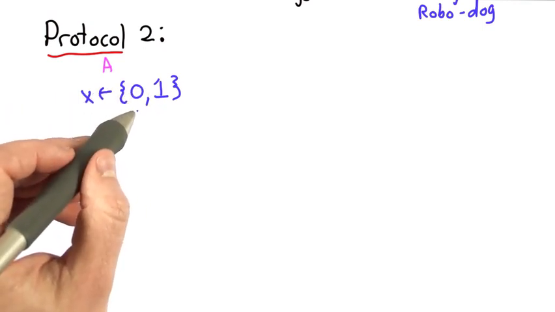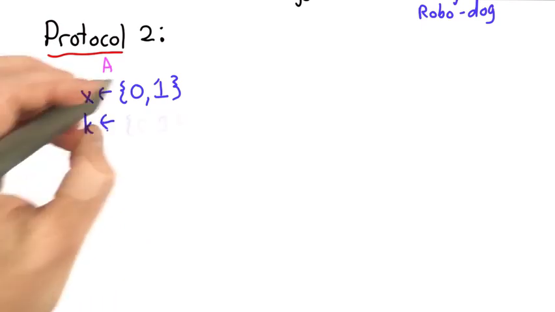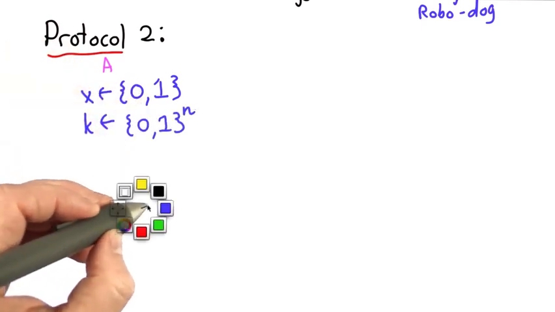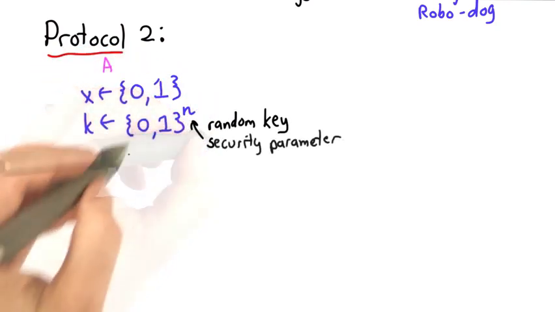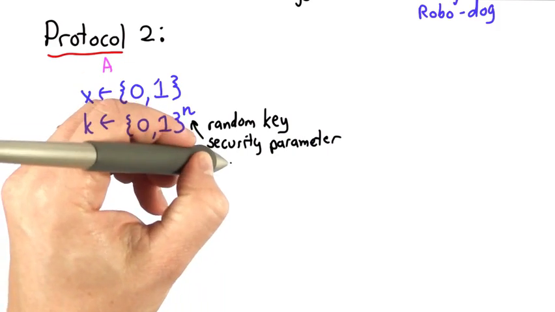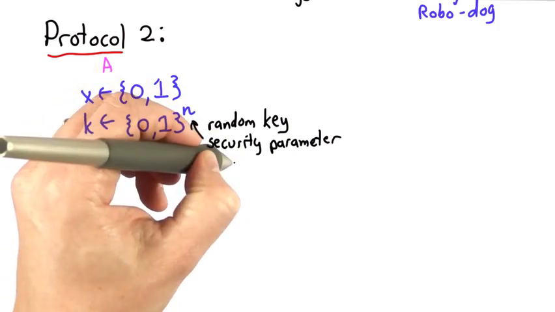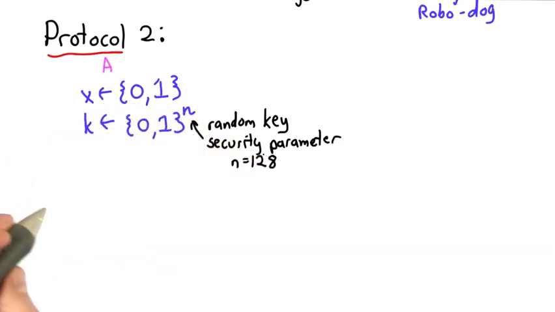We can think of 0 as representing heads and 1 representing tails. She'll also pick some key of length n. So this is going to be a random key. And n is a security parameter. The higher the value of n, the larger space of possible keys, the more secure the protocol will be. Let's assume we're going to use AES and we'll make n 128.